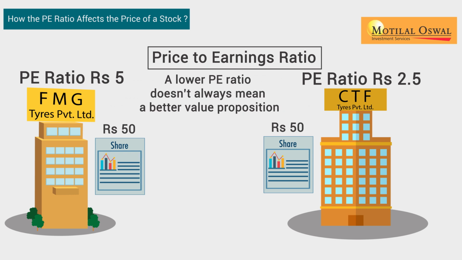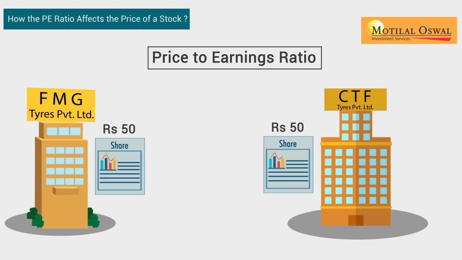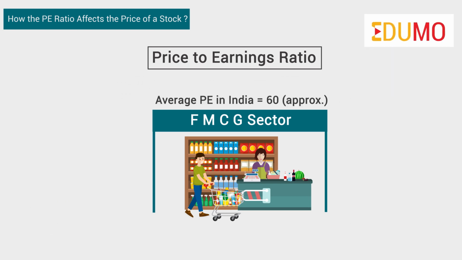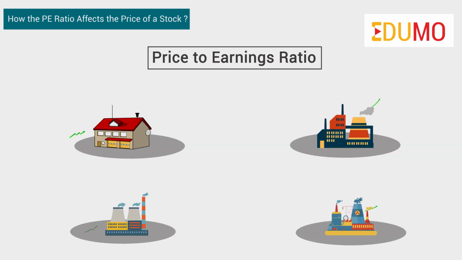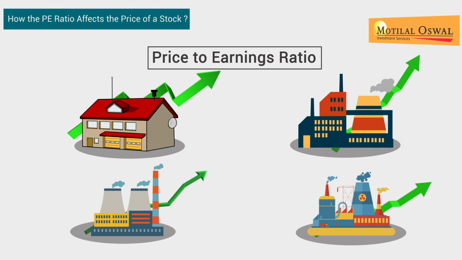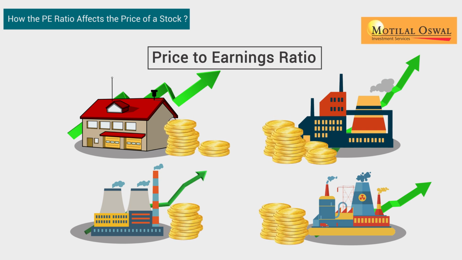But a lower PE ratio doesn't always mean a better value proposition. The average PE of the FMCG sector in India is around 60, while the average of the banking sector is around 25. This doesn't outright mean that banks are a more attractive valuation than FMCG. This is because each industry has a different growth potential, and they are valued based on their expected earnings.